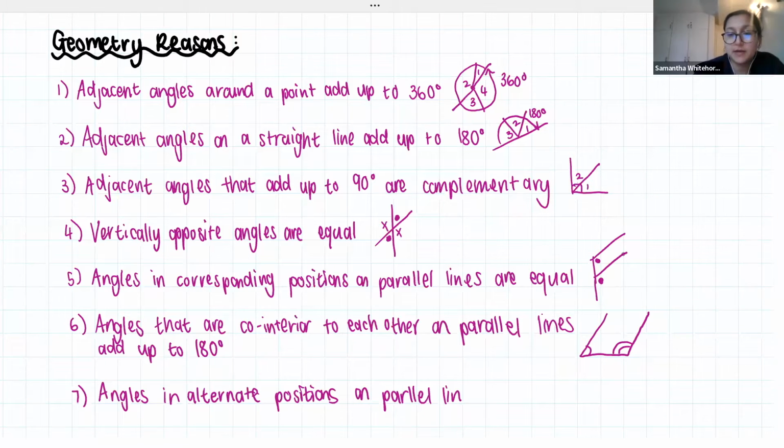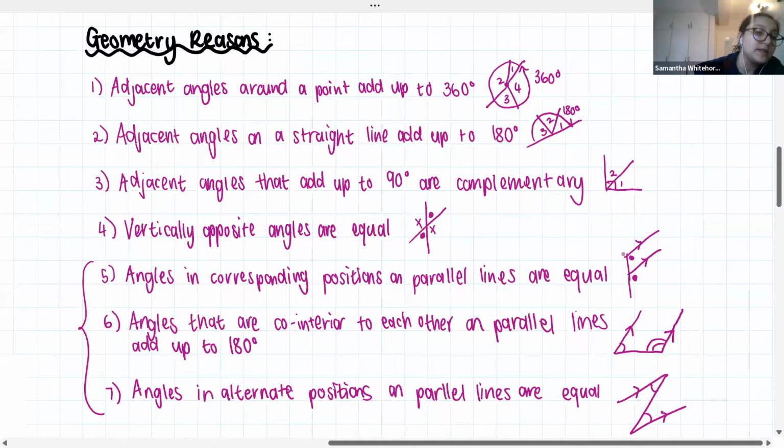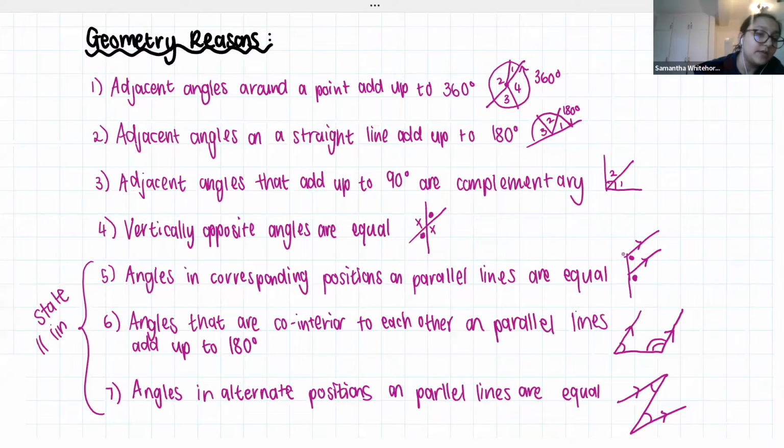So if we have something like that, angles in alternate positions are then equal to each other. Now, guys, very importantly, these last three reasons, because they deal with parallel lines, we have to always state the parallel lines. So when we give our reason, we have to state the parallel lines. And that will be based on the labels you have been given.